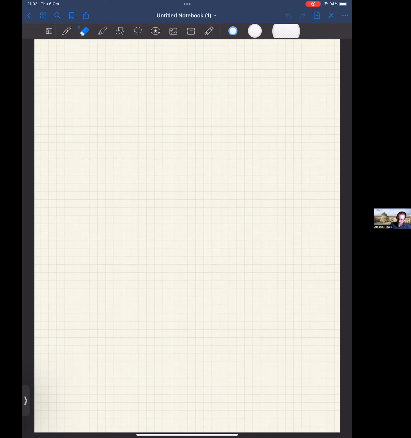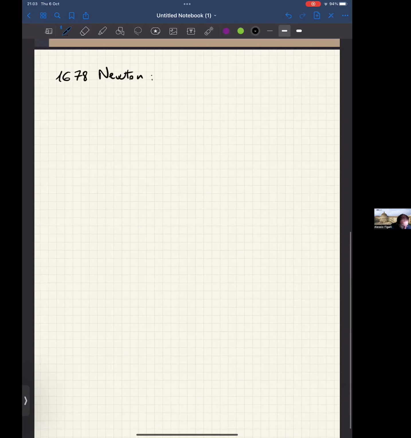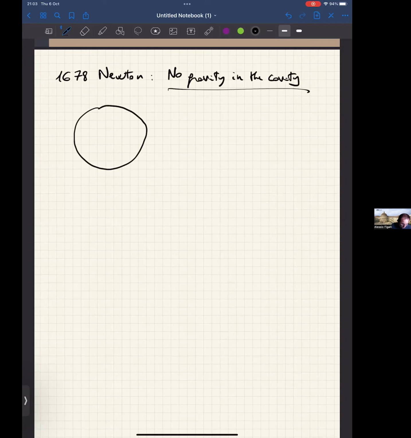So I will start with a historical perspective on the question. Everything started back in 1678 with Newton. Newton proved what's called the no gravity in the cavity theorem. So what is that? It just says the following. Probably many of you studied it in physics.